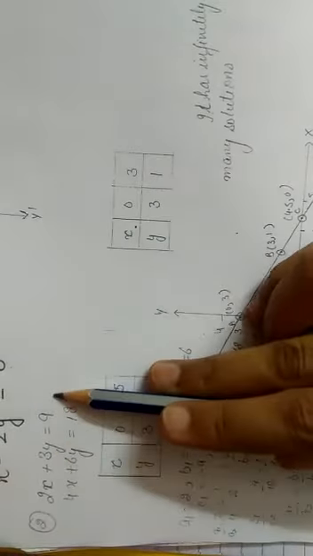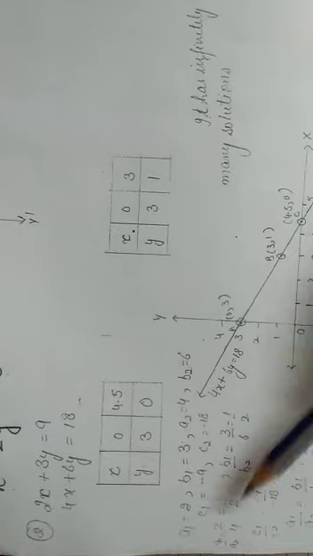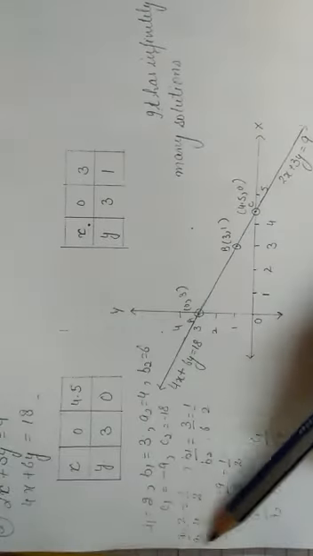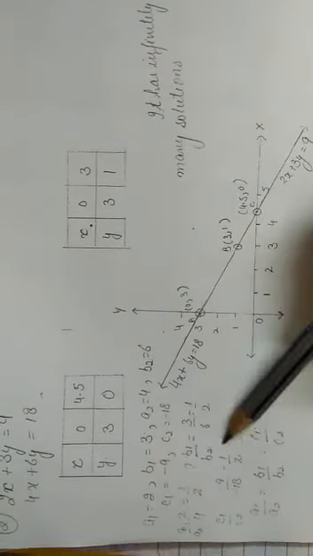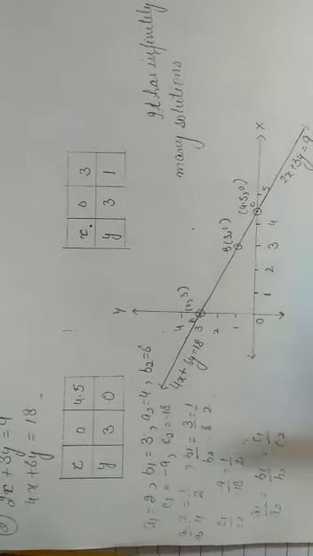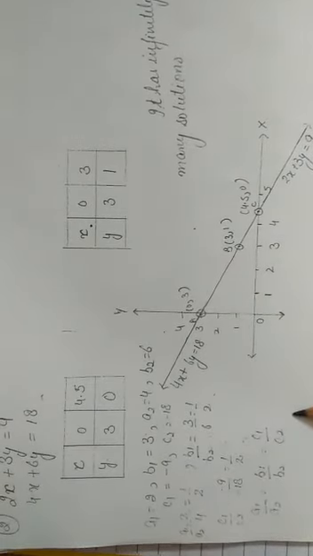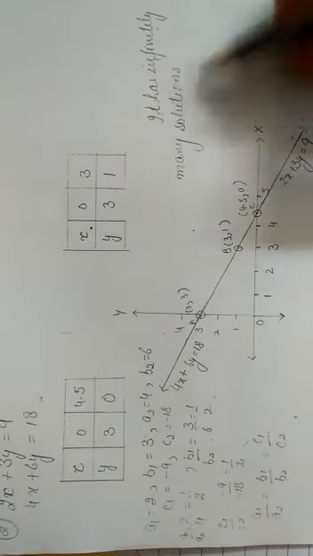Consider the next lines: 2x plus 3y equals 9, and 4x plus 6y equals 18. When we calculate the ratios, a1 upon a2 is 2 by 4, that is 1 by 2, b1 upon b2 is also 1 by 2, and c1 upon c2 is also 1 by 2. These three ratios are equal, so the lines will be coincident. These two lines are coincident and they have infinitely many solutions.